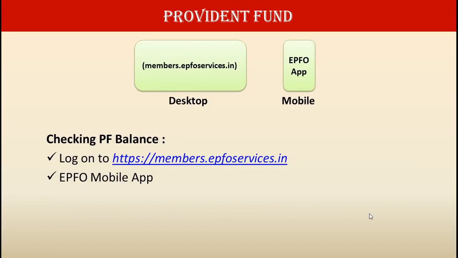Okay, and coming to checking the balance of the provident fund, either you can check your balance on the desktop by logging into members.epfoservices.in, they have their site as far as checking the balance is concerned. Also they have recently come up with the Android mobile app, that is the EPFO app, on which you can check your provident fund passbook.